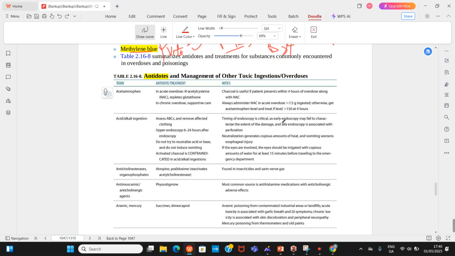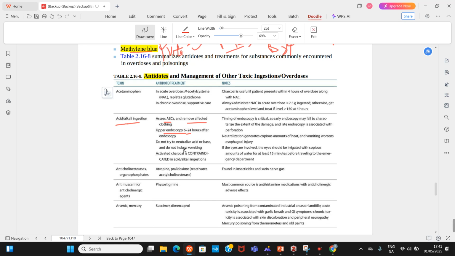So acid and alkali injection, we do our normal ABCD, remove the affected clothing, and consider endoscopy immediately, usually within 6 hours. Because if you do it too early, you'll not see anything. But if you do it within 6 to 24 hours, you'll be able to see the inflammation. You don't want to do it after 24 hours because you can perforate it.